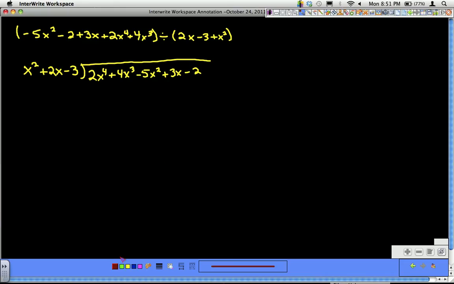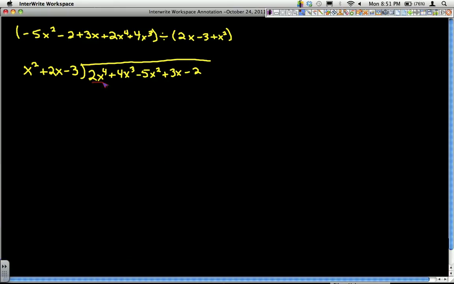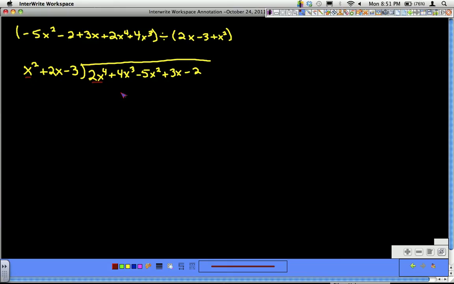So we'll start out the same way. We'll take our first term here, and do our division. So 2x to the fourth divided by x squared is 2x squared. And then we do our multiplication. Now this time there's going to be 3 distributions because there's 3 numbers out front. So 2x squared times x squared is 2x to the fourth. 2x squared times 2x is 4x to the third. And 2x squared times negative 3 is negative 6x squared.